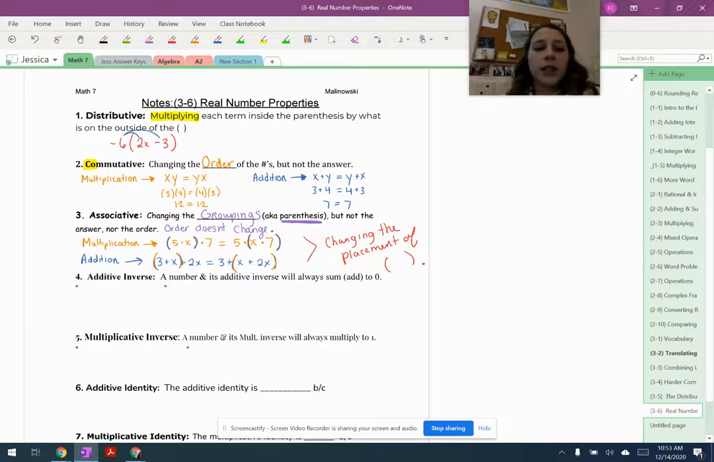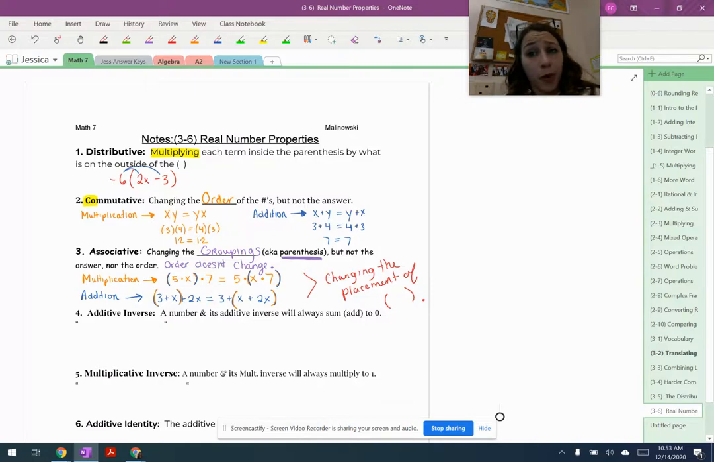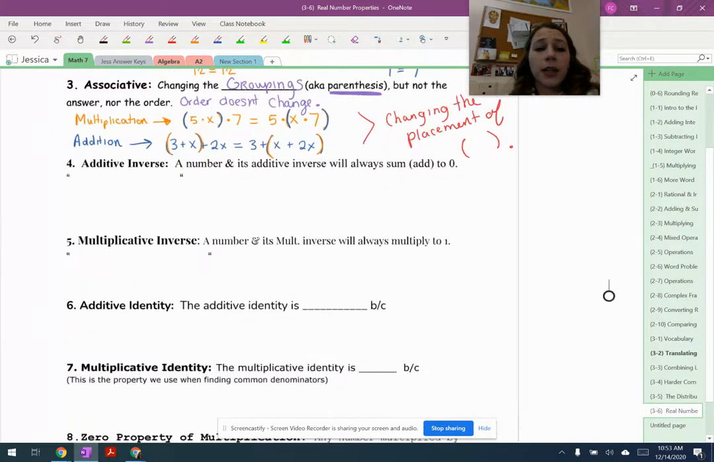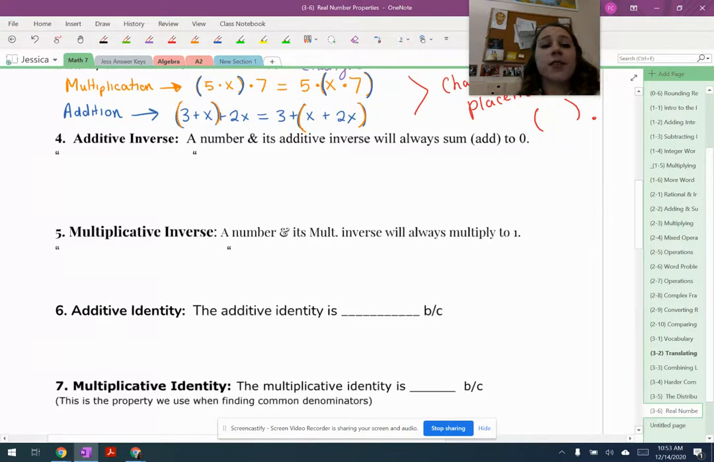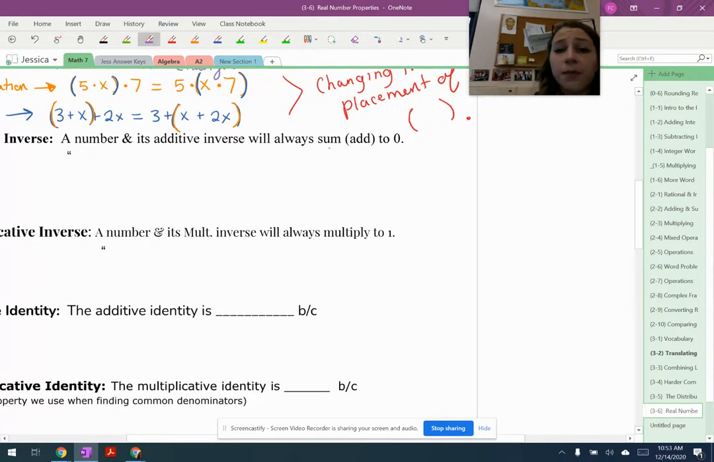Okay, so we're going to look at the next couple of properties here. We looked at the first three, which are arguably the most important three: distributive, commutative, and associative. Now we're going to take a look at the additive inverse. This should be familiar. We talked about this in Unit 1, definitely. A number and its additive inverse will always sum, or add, to 0.